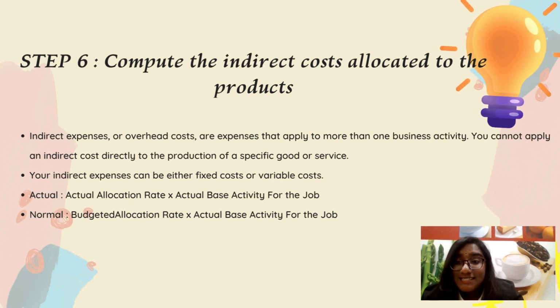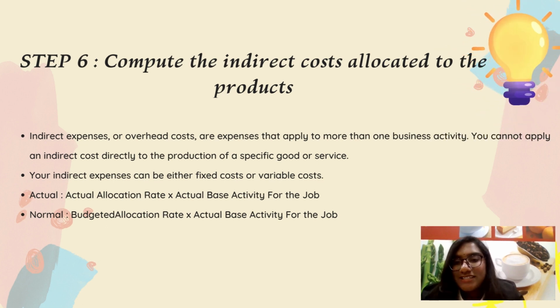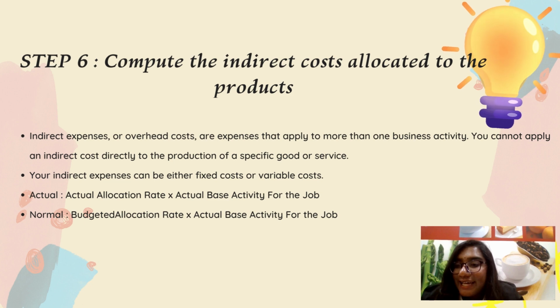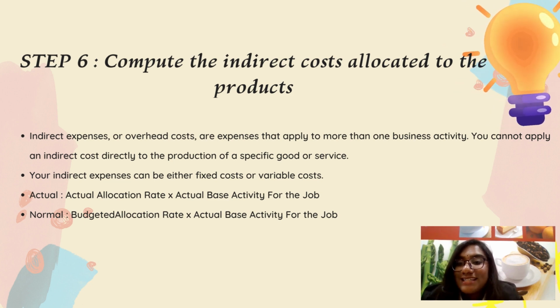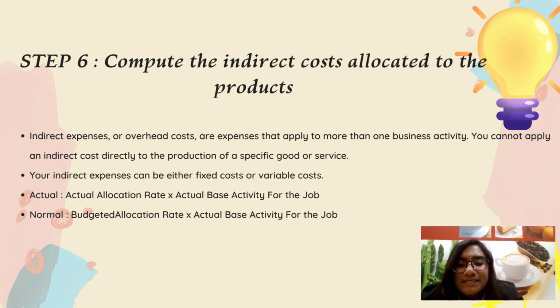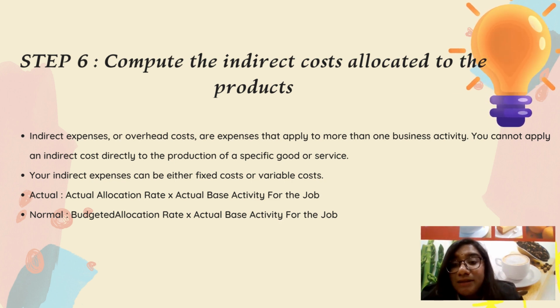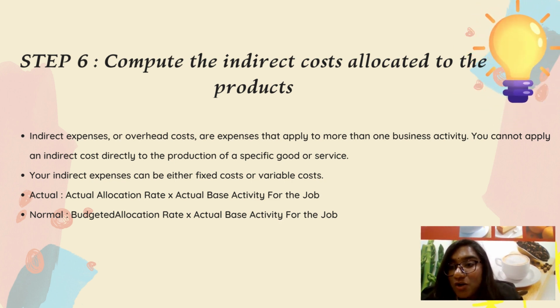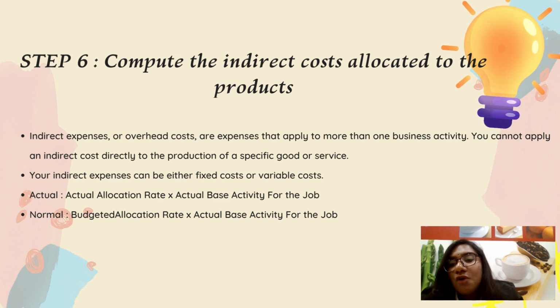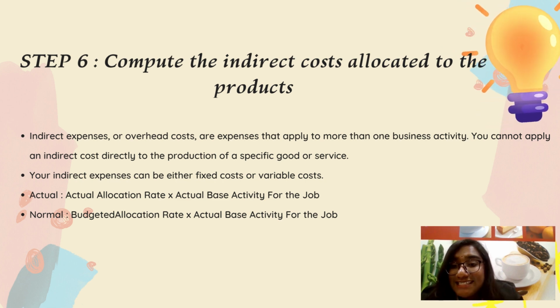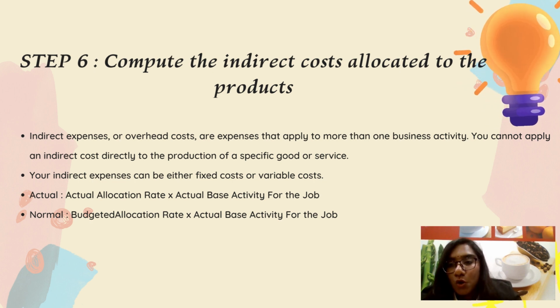Well, now we'll move on to the sixth step. Compute the indirect costs allocated to the products. Indirect expenses or overhead costs are expenses that apply to more than one business activity. In a simple way to say, you cannot apply an indirect cost directly to the production of a specific good or services.